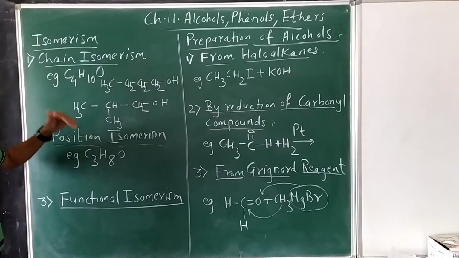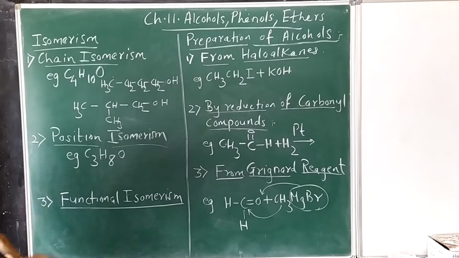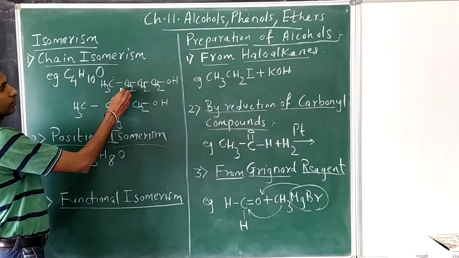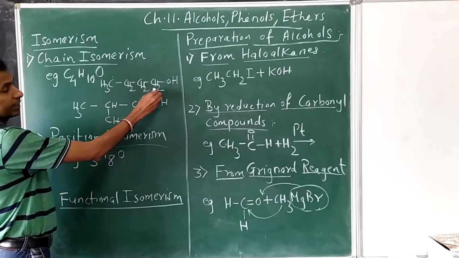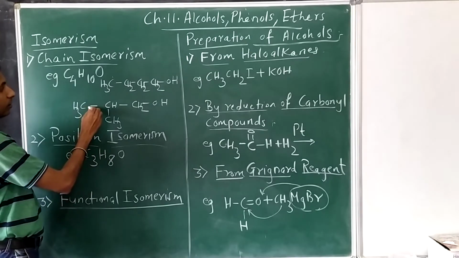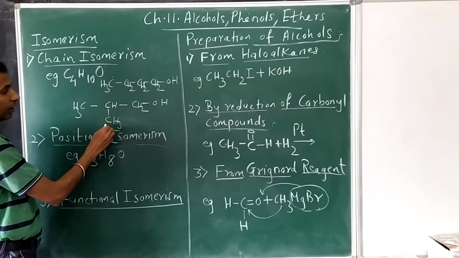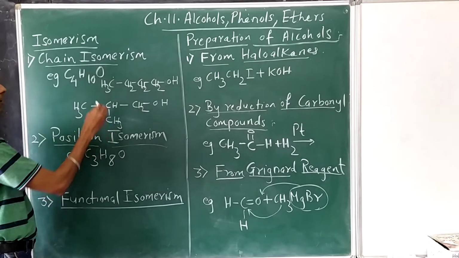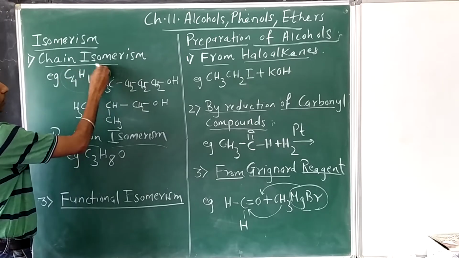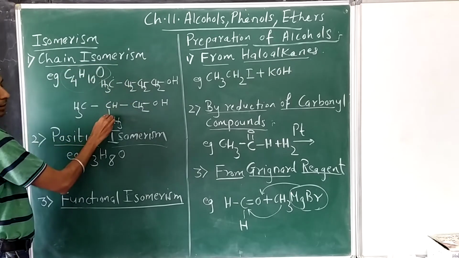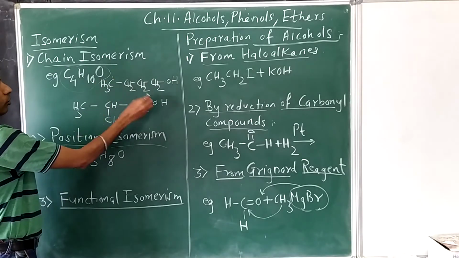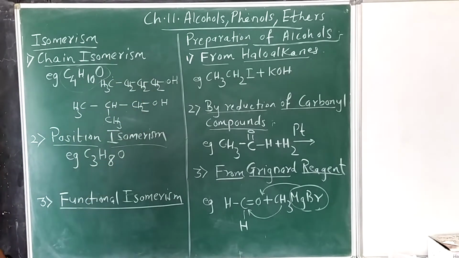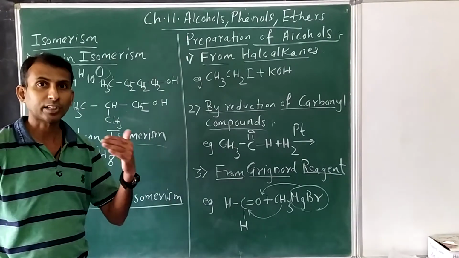Both these structures are called chain isomers because, as you can see, in the first structure there is a 4 carbon atom chain which is straight, and in the second structure there are again 4 carbon atoms but we have a branch, but still the molecular formula is the same. There are 4 carbon atoms, 10 hydrogen atoms in both isomers and 1 oxygen. That's why they are called chain isomers, because they differ in their chain structure.